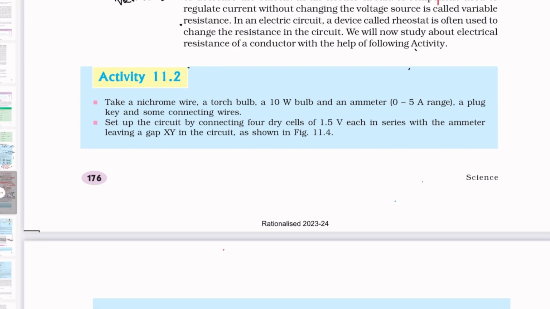Hello children, today's class we will talk about resistance, resistivity and resistors, then resistors in a series connection, resistors in a parallel connection. So before we start this, what is resistance? In detail, we will do activity 11.2 from your textbook.